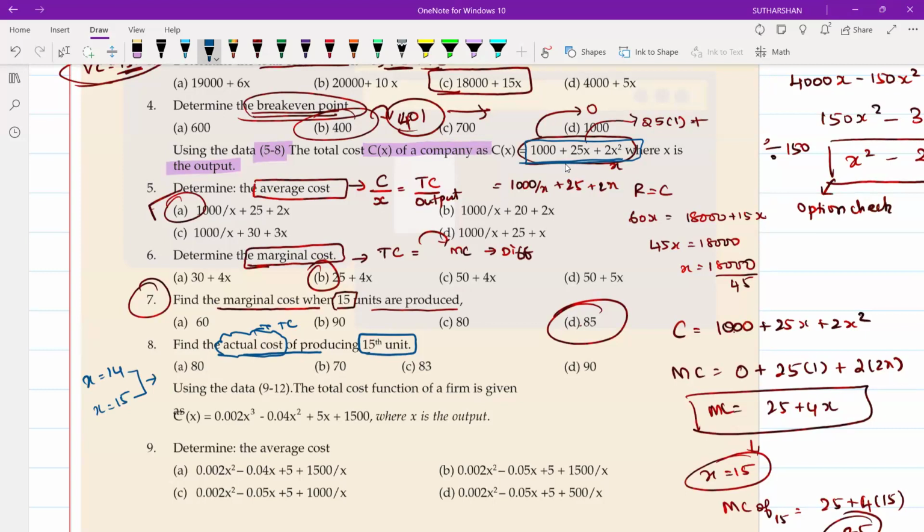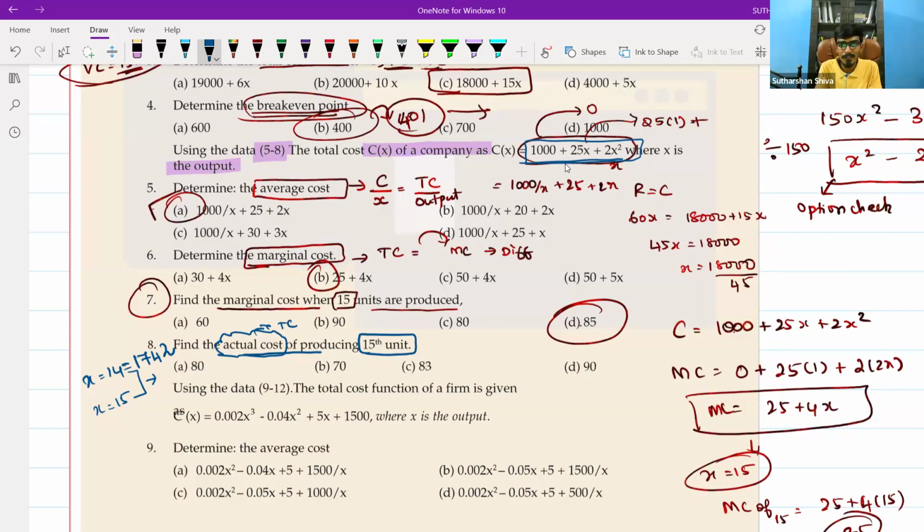Yes, sir. So what we will do? We will do it in a single step through a calculator. Take a calculator. Put x is equal to 14. Press 1000 M plus 25 into 14 M plus 2 into 14 into 14 M plus, then MRC. You will get 1742.